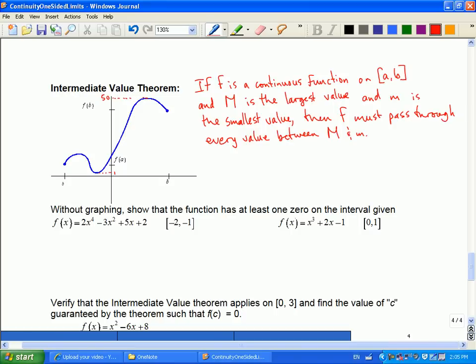So this one here, without graphing, show that the function has at least one 0 in a given interval. So here's one way you can use the intermediate value theorem. If I substitute in, what's f of negative 2? So I have f of negative 2 is 12, and I also get f of negative 1 is negative 4.